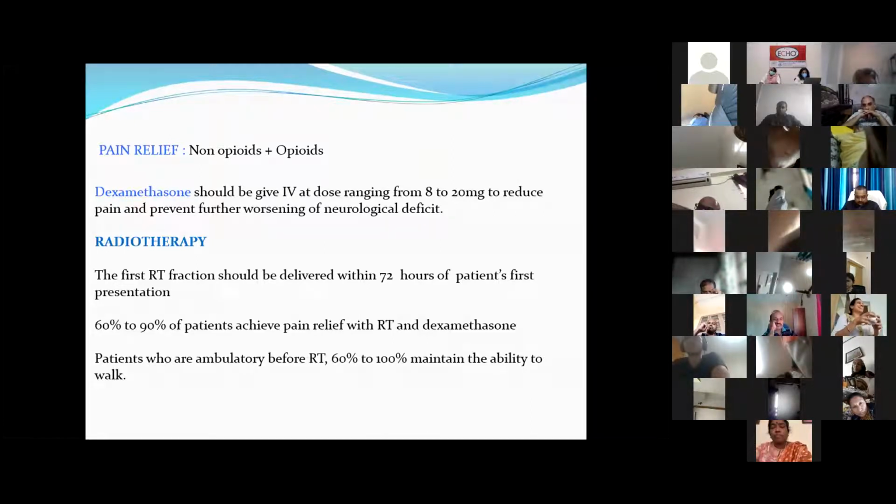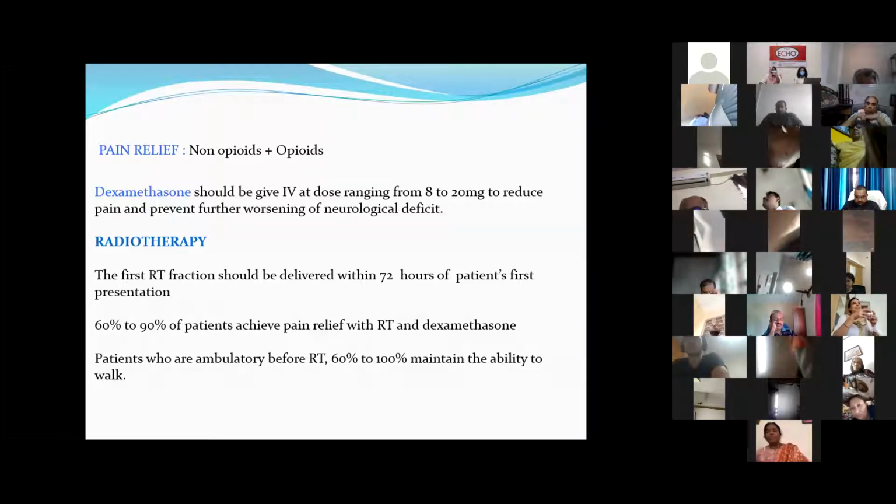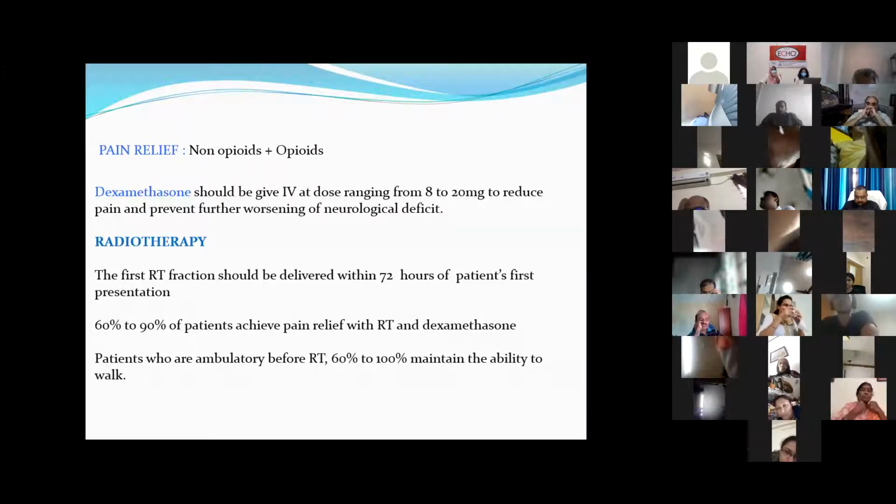Okay, so that is 16 mg per oral, and I usually start with an 8 milligram IV stat dose, and that actually decompresses the neuroinflammation over there. And actually, the dexamethasone response will give you very much prognostic information on how much this patient is going to respond to the radiotherapy.